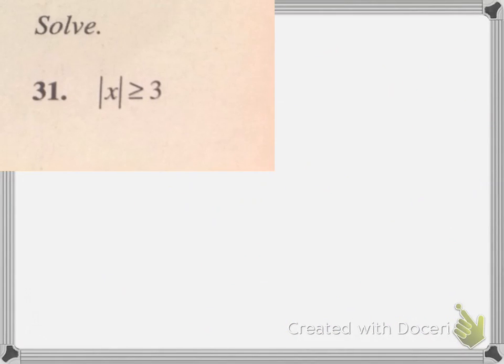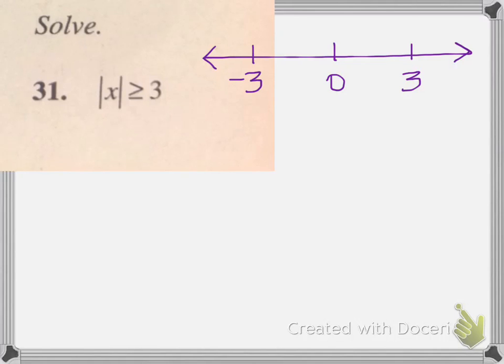Now when we get into inequality absolute value, then we have to think more in terms of your number line, because it could get confusing. So let's just think of this on a number line, since absolute value is distance from 0. I'm going to put 0 in the middle, and I think you would agree with me that both 3 and negative 3 have a distance of 3 from 0.